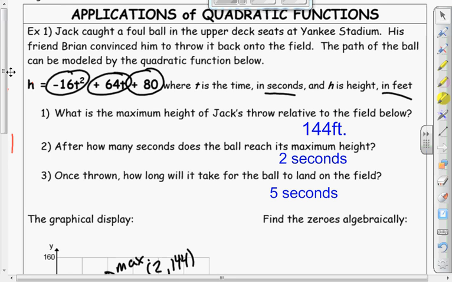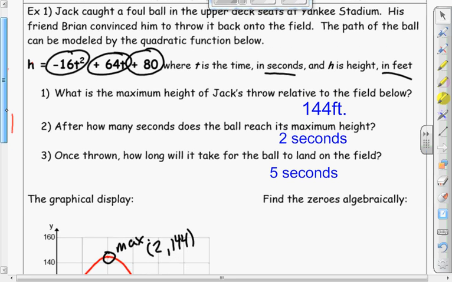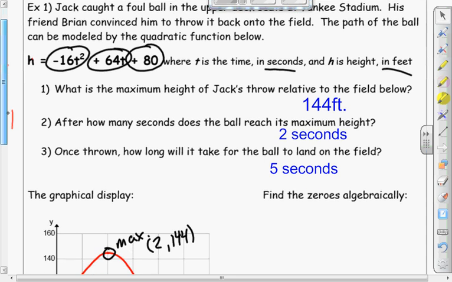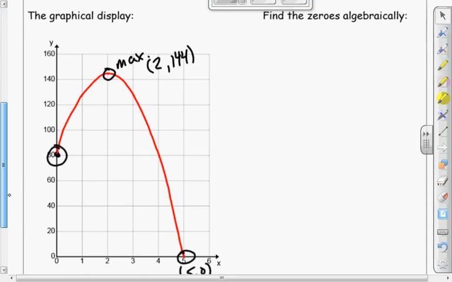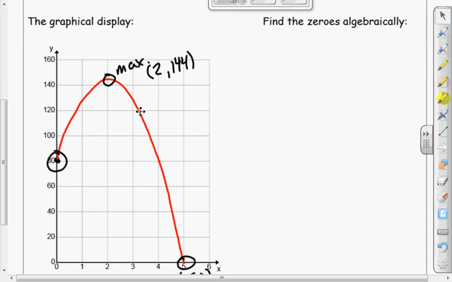Today we're looking at applications of quadratic functions. In example 1, we used a quadratic function to model the path of a thrown baseball. We took the quadratic function, placed it in our calculator, and created a sketch of a graph from it. And the sketch looked like this.